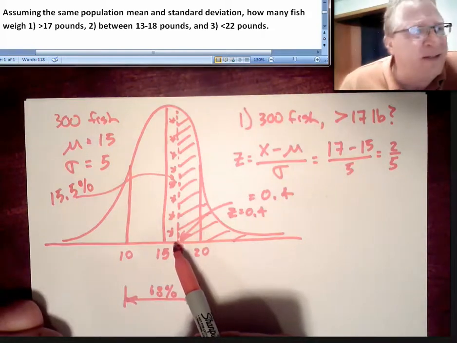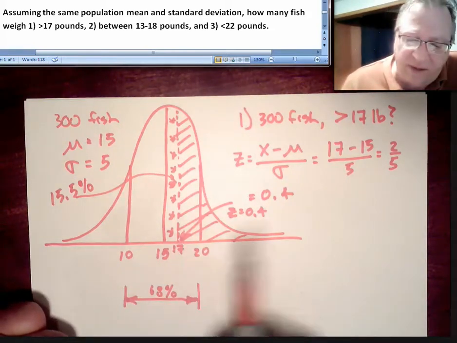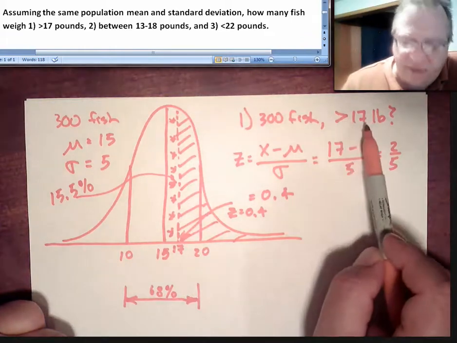Now, how the heck does this help us? Let's see what we've got going here. 300 fish, how many are greater than 17 pounds?